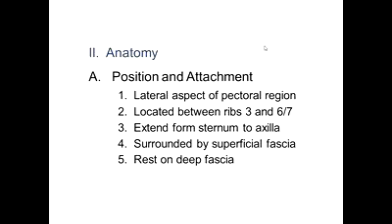Anatomy, the position and the attachment. Lateral aspect of the pectoral region, located between the ribs 3 to 6 or sometimes 7, extending from the sternum to the axilla, surrounded by superficial fascia and resting on the deep fascia of the pectoral region.